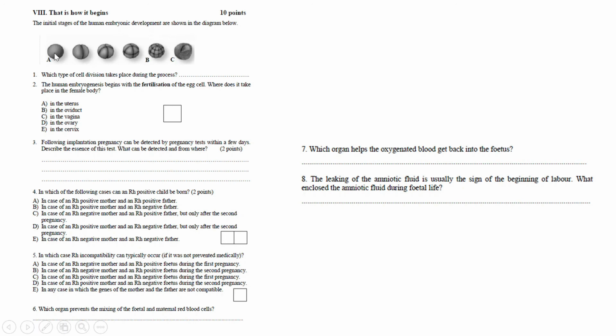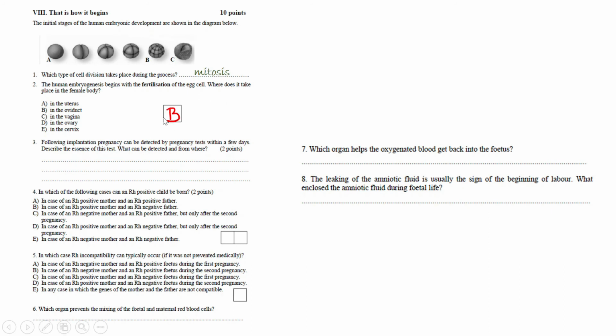We can see that from one mother cell actually 2 cells are produced, and we know that when one cell divides into 2 genetically identical daughter cells, that's the cell division, which is called mitosis. The human embryogenesis begins with the fertilization of the egg cell. Where does it take place? In the female body. This process is happening in the fallopian tube, which is also called the oviduct. So I just write B in here.